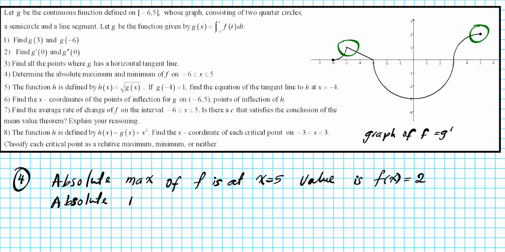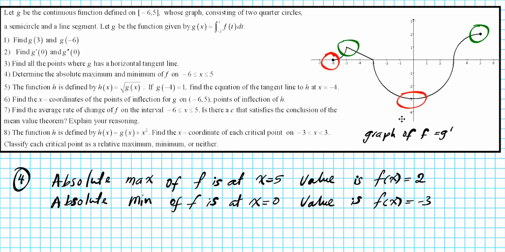Absolute min. We have two relative minimums in this function. This is a relative min right here, and that's a relative min. Which is the lowest out of these two? This clearly is your absolute minimum. So the absolute minimum of f is at x equals 0, and the value is f of x equals -3. So there goes the absolute max and min of the graph of f, or the function f.